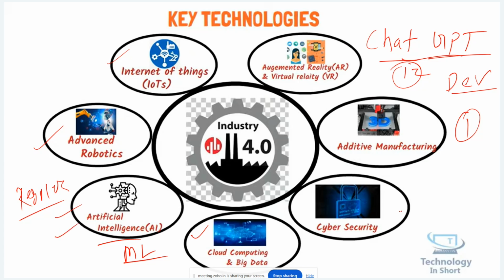Cyber security, enhancement of cyber security, additive manufacturing, which is nothing but 3D printing, augmented reality and virtual reality. Everything is a part of Industry 4.0, plus some more technology like PAT, process analytical technology. You may have heard about it. Some of the people may have heard about it.